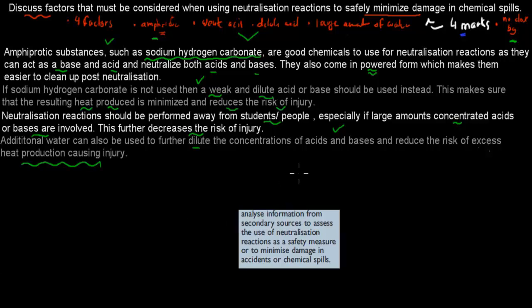And where did this question come from? It came from this dot point. Analyze information from secondary sources to assess the use of neutralization reactions as a safety measure or to minimize damage in accidents or chemical spills. So it says safely minimize damage in chemical spills. So they chose this part of the actual question.